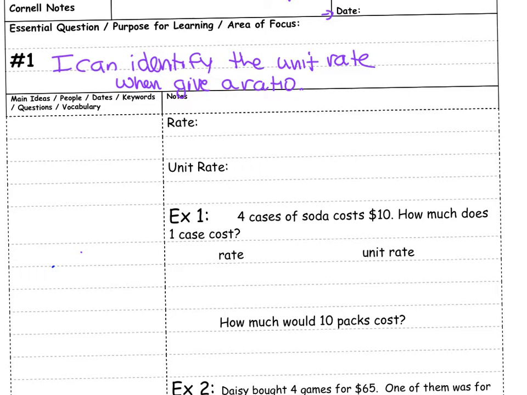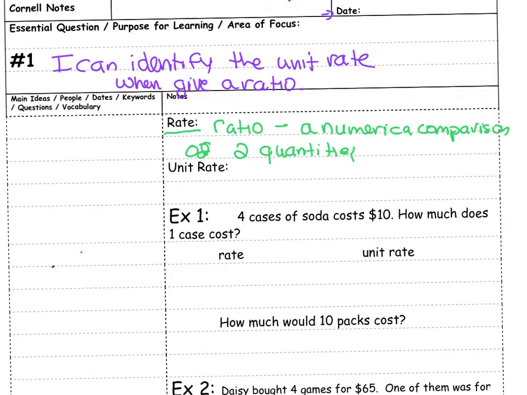So let's start with a couple vocabulary words. Rate. Rate is actually the same thing as a ratio. It's a numerical comparison of two quantities. So it's a ratio of two quantities. And generally we see the word per, like there is $6 per 12-pack of soda, or 12-pack of soda per $6.